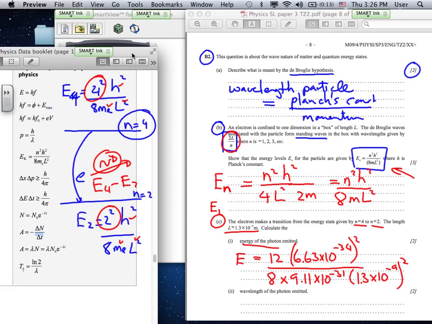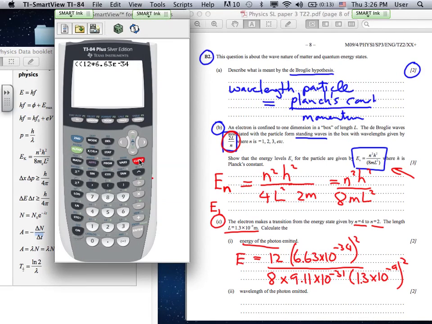So let's put that in. We're going to have our open brackets here. I'm going to get 12 times 6.63, and this is where it's important to use this way of writing it, the exponent button. It's to the negative 34, and I'm going to square that whole thing, like that. That square will square the 6.63 and the 10 to the negative 34. And I can close my brackets around that because I want it all to be divided by this bottom part over here. So I'll open another bracket.